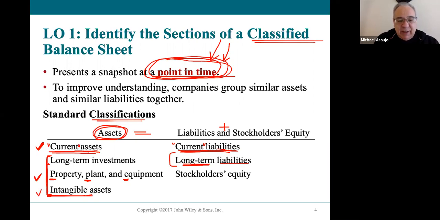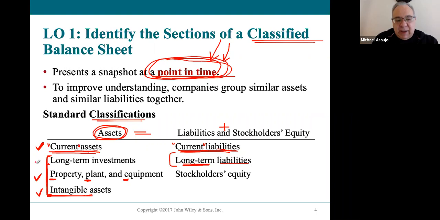We classify it separately because, unlike property, plant, and equipment, where you can actually sit on the land, touch the buildings, and use the equipment, intangible assets are basically pieces of paper that prove ownership. They're extremely important pieces of paper because they have legal clout, and so they matter a lot. But you can't touch them. They don't have any physical quality, so they're called intangible assets. More and more companies will have intangible assets, and they're classified differently because of that feature.